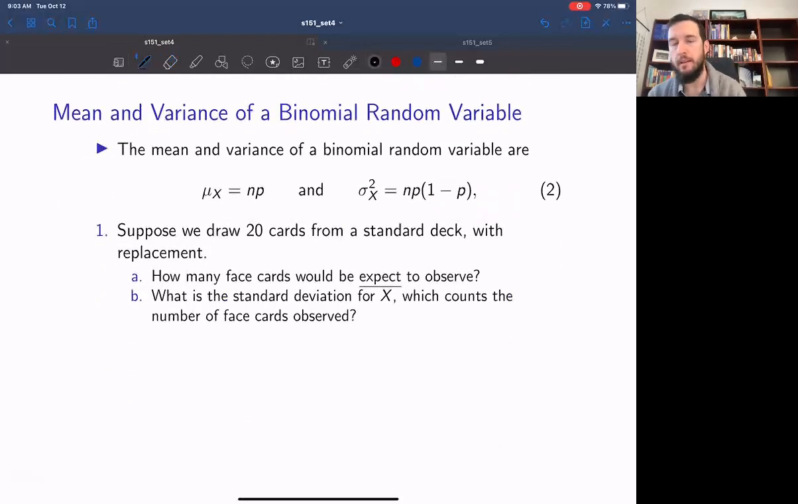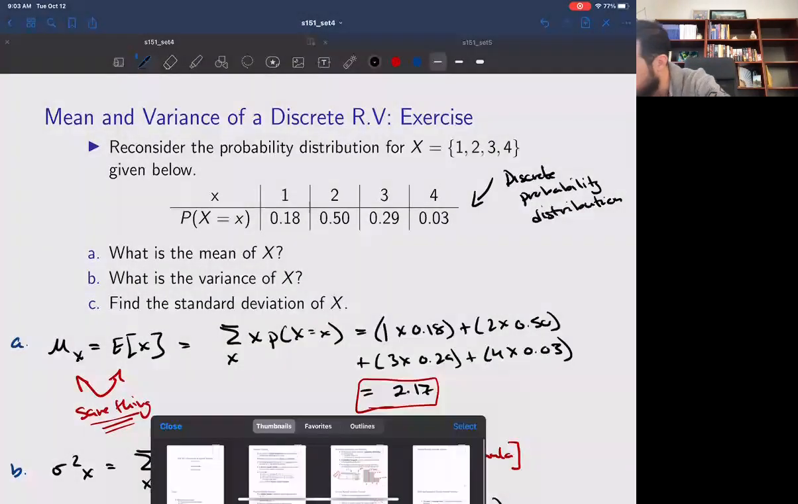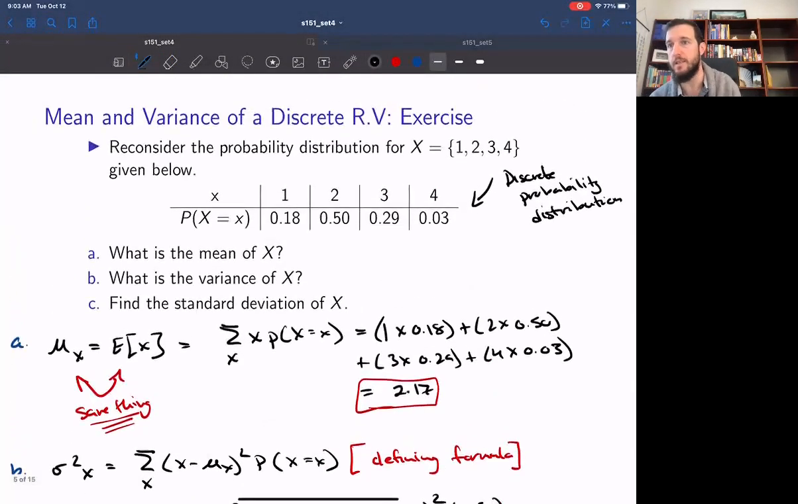Okay, the last thing I want to talk about are the properties of a binomial random variable. Well, the last thing from lecture set 4. We learned how to calculate the expected value of x and the variance of x for a discrete random variable. Those were the formulas we utilized back on slide 9 and slide 10.